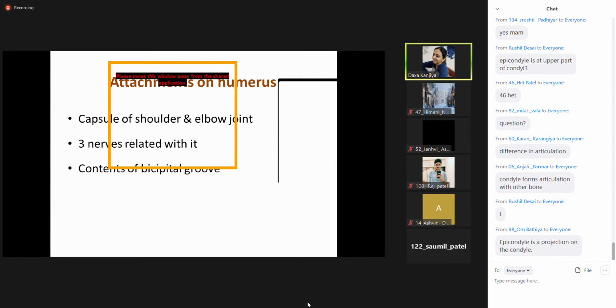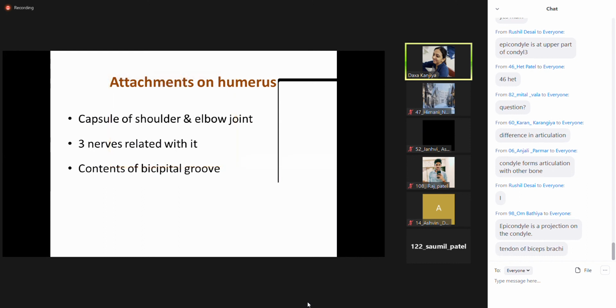Then what are the contents of the bicipital groove, or the intertubercular sulcus? Contents of the bicipital groove. Yes, tendon of biceps brachii.